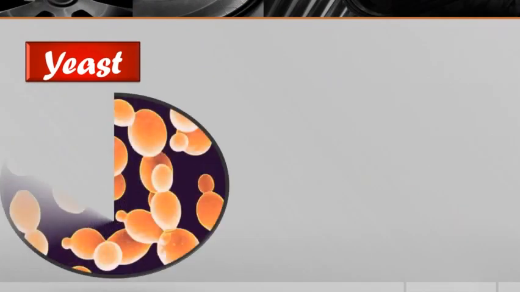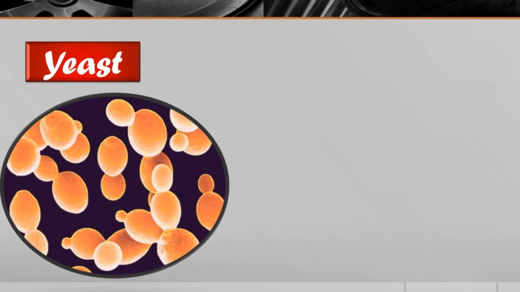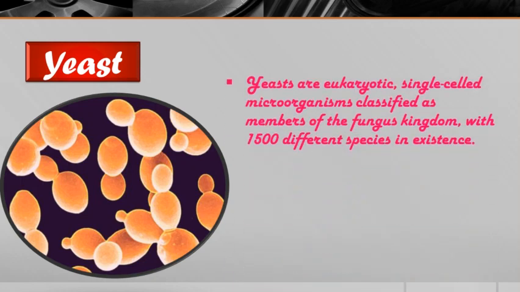Yeast. This is a microscopic structure of a yeast cell, in which you can observe the oval and rounded cells of yeast. Yeasts are eukaryotic single-celled microorganisms classified as members of the fungus kingdom, with 1500 different species in existence. Eukaryotic means a single cell with a nucleus and protoplasm, a single-cell microorganism, and this belongs to the kingdom fungus. And there are 1500 different species present.